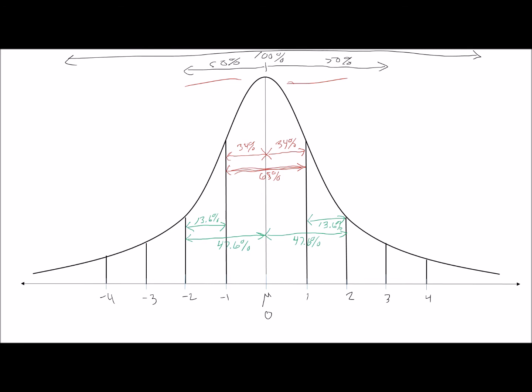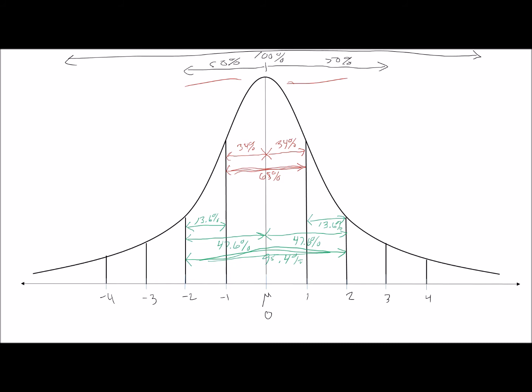That gives us 95.4% from the second standard deviation below to the second standard deviation above. 95.4%. So over 95% of any population is going to fall from the second standard deviation below to the second standard deviation above. The whole graph is only 100%, right? Because you can't have more than 100% of something.